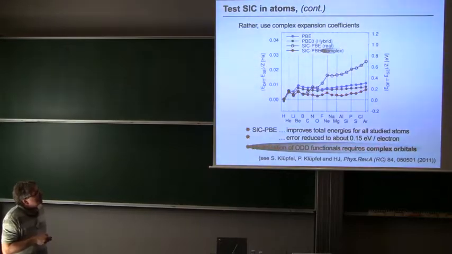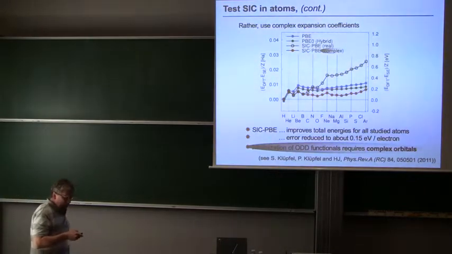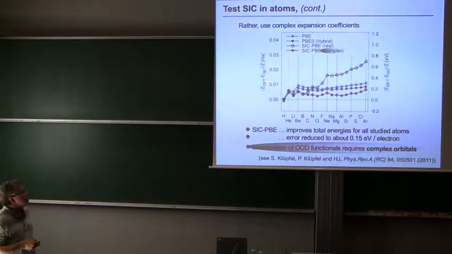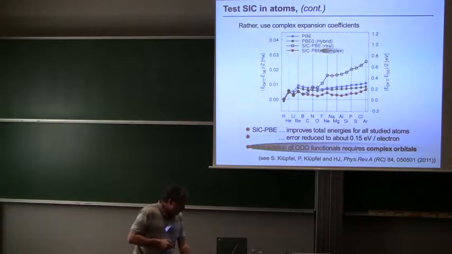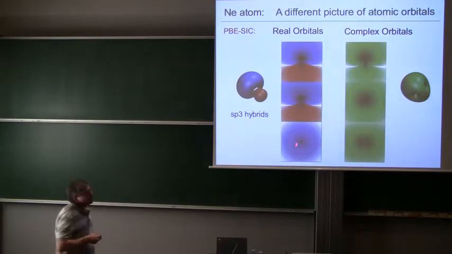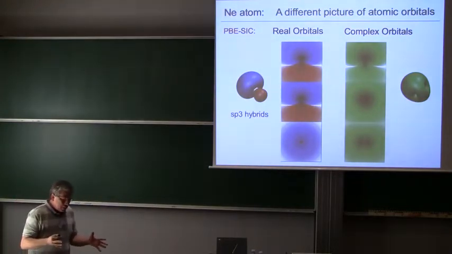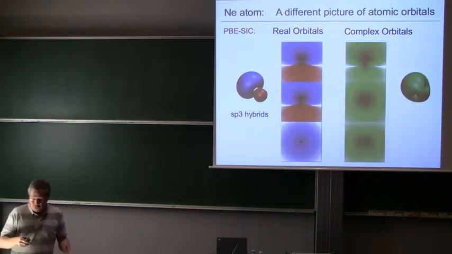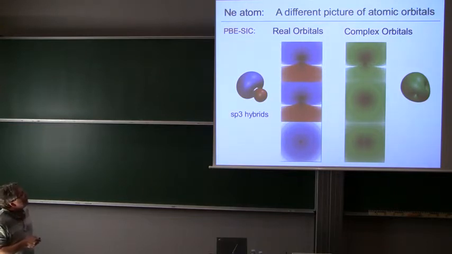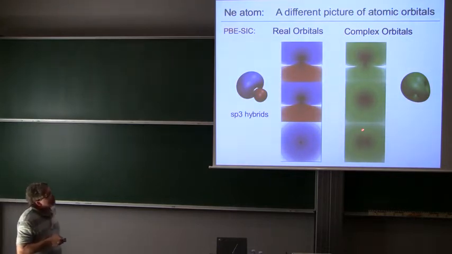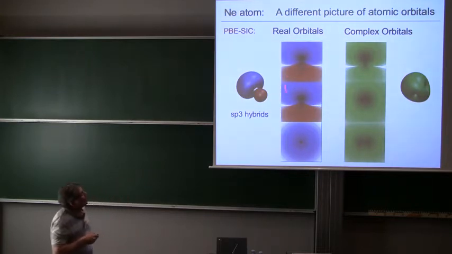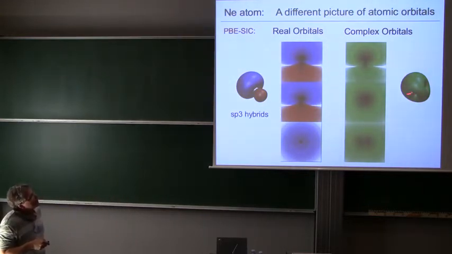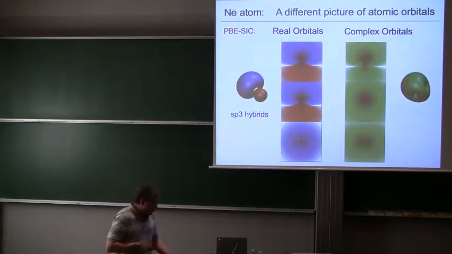So the conclusion is that it really is essential to use complex orbitals when you are using orbital density dependent functionals. It breaks all kinds of symmetries, and in particular, this is one that has to be done. So this was in 2011. Now the orbitals also come out directly to be, for instance, SP hybrid orbitals. So if you take the neon atom here, these SP3 orbitals. Here's what they look like if we have these real orbitals. Now if you get complex, of course you don't have any way of illustrating phase changes here, but here's the magnitude of the complex orbital of one of the electrons.